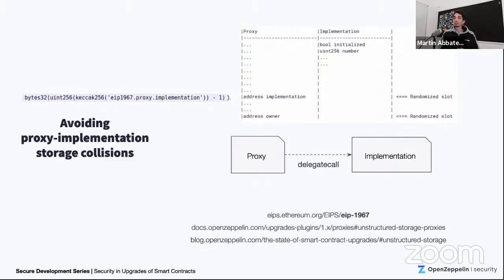You can read more about the unstructured storage proxies. That's another way that you will find it. And that pattern in proxies will let you avoid these proxy implementation storage collisions. So if you are going for this kind of setup in your contracts of upgradability, please make sure you are following this. I would recommend this particular standard, which is the one that in audits, for example, I have seen implemented many times.